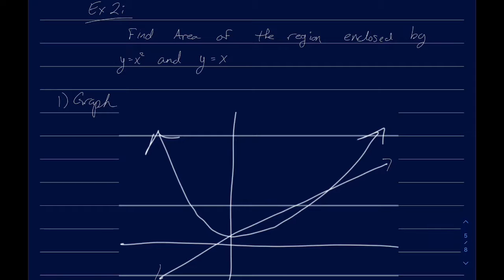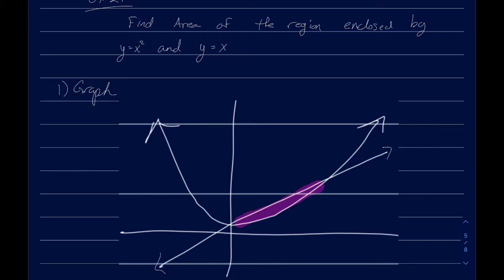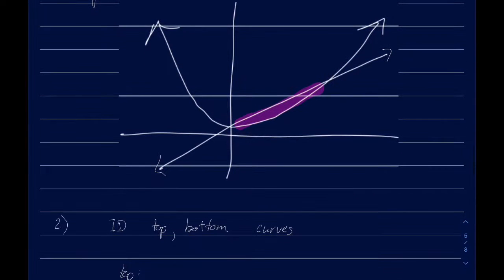As promised, not all problems give you the bounds explicitly, and we're going to have to find them in some cases. So let's look at one such case. If we want to find the area of the region enclosed by y equals x squared and y equals x, we're actually looking, once we graph, at this small sliver right here. We've already graphed it, and we've found the region that we're looking to integrate. So let's identify the top and the bottom curves.